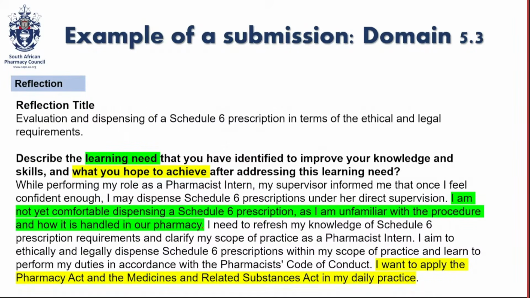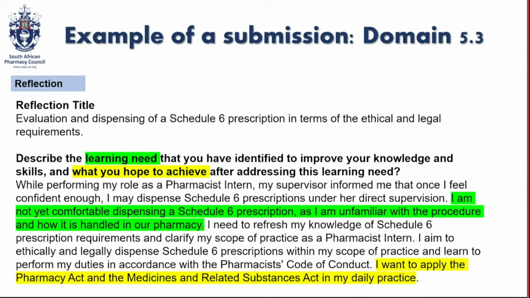Describe the learning need that you have identified to improve your knowledge and skills and what you hope to achieve after addressing this learning need. Remember, here we're looking at a clear learning need according to the competency standard, with associated behavioral statements that they need to provide, what triggered that learning need, and what they hope to achieve after completing it. Looking at the highlighted parts: I am not yet comfortable with dispensing a Schedule 6 prescription as I'm unfamiliar with the procedure and how it is handled in our pharmacy. That's a great trigger, given the previous line where they said they weren't confident enough. They had never dispensed a Schedule 6 prescription under direct supervision, and that was the trigger.